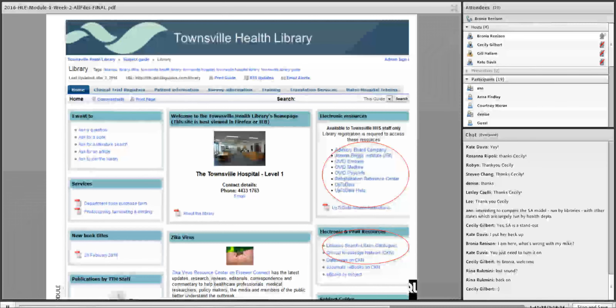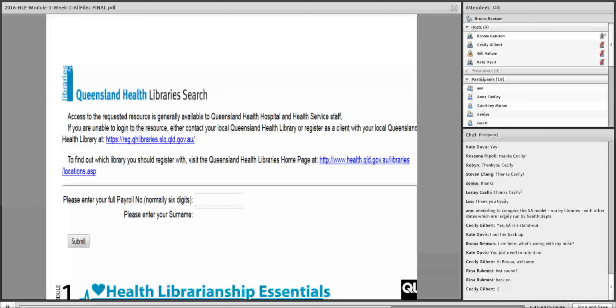So how do you get access to that? Staff come to this home page, whether they're at home or at work, and they get this very simple login screen. Now, you don't need to write down, allegedly illegally, your payroll number and surname. It's sort of tattooed on our brains. So this is a really simple page. Now, if you're in another health service, say down in Brisbane, you can put in your payroll number and your surname, but unless you're registered as a library user with Townsville, you don't get through. And that's what EZproxy does. It manages that.